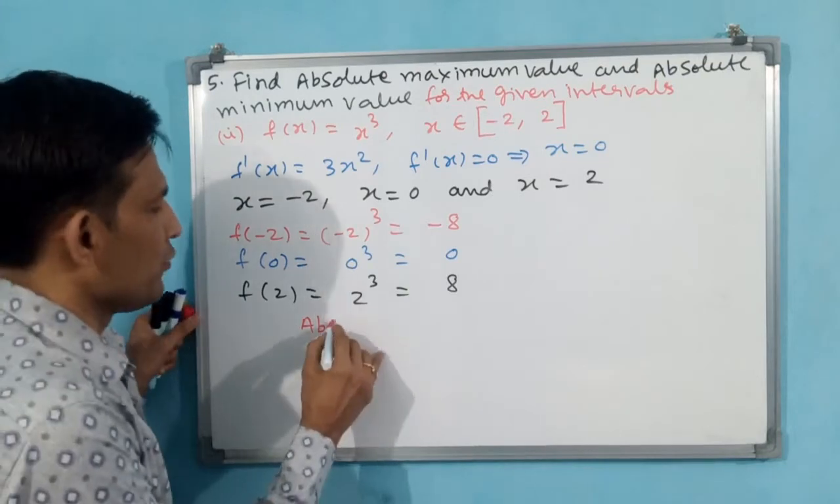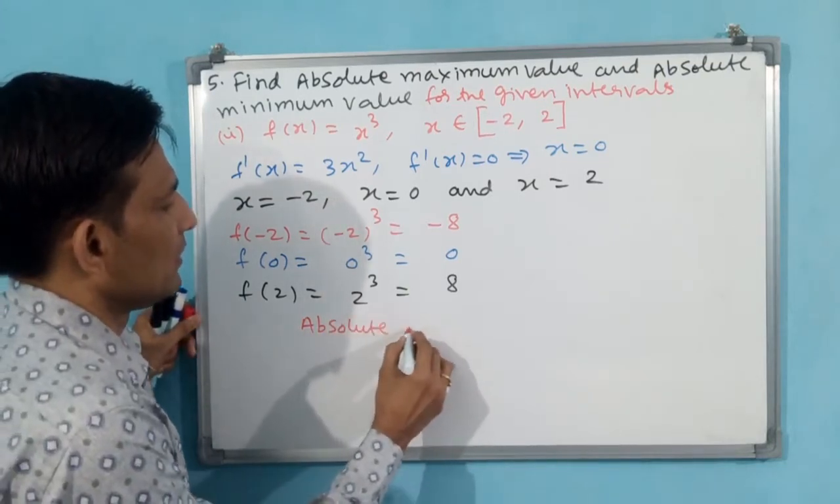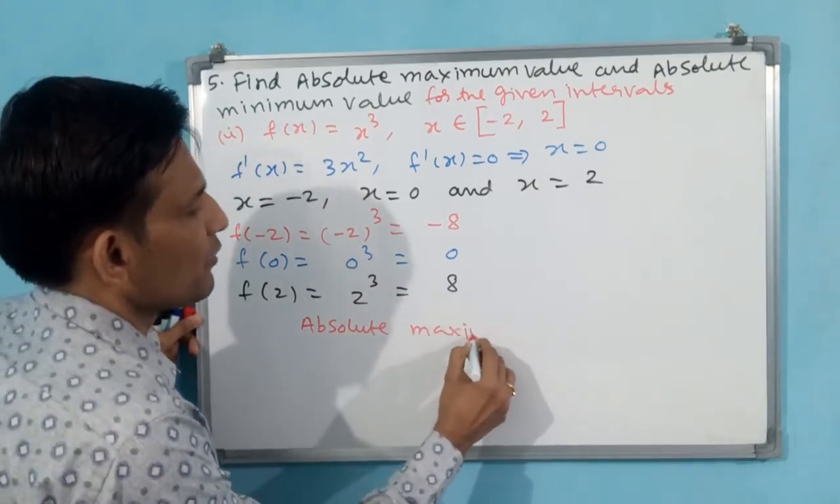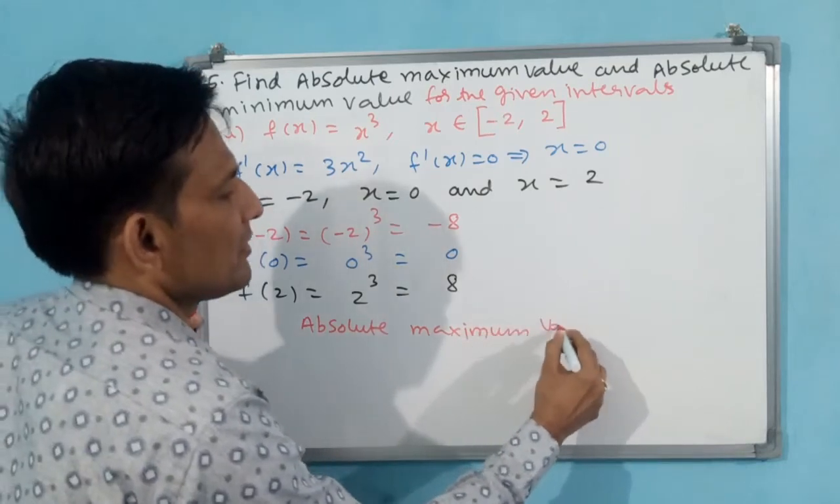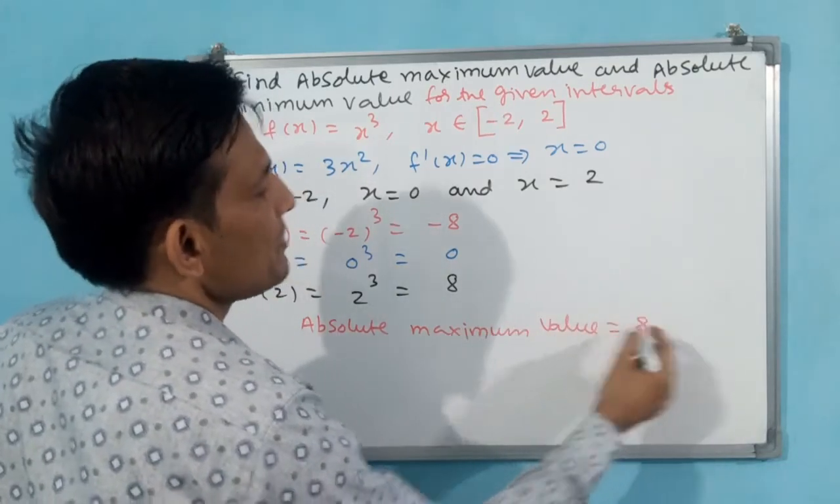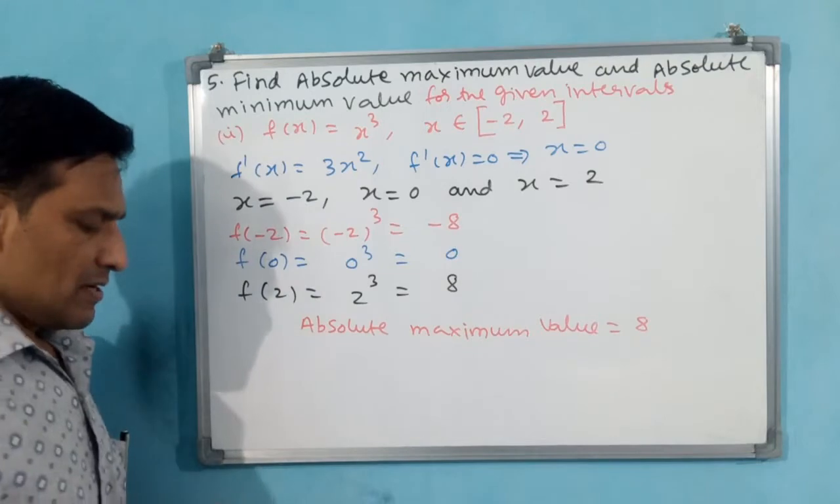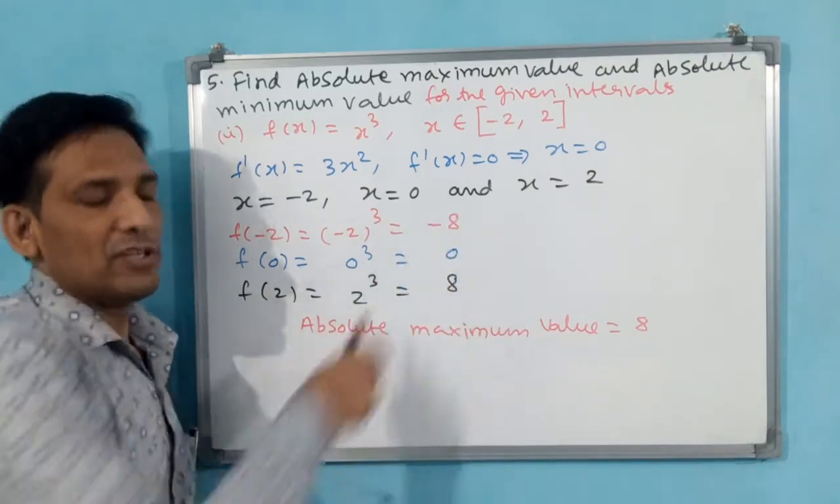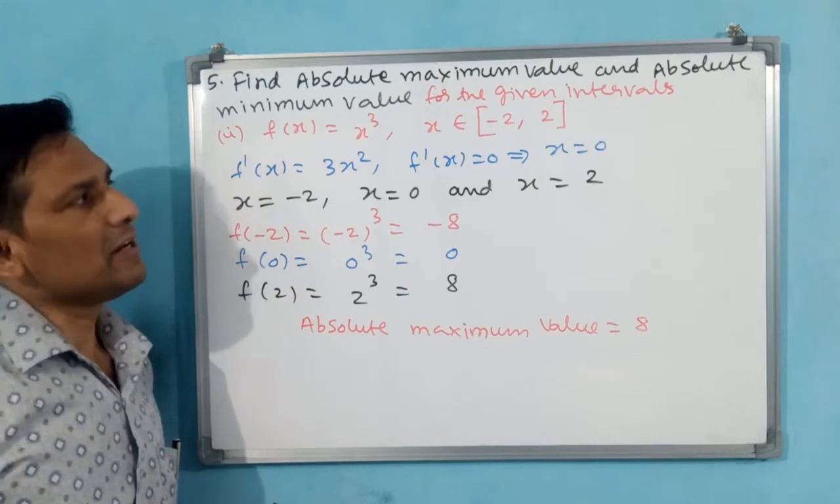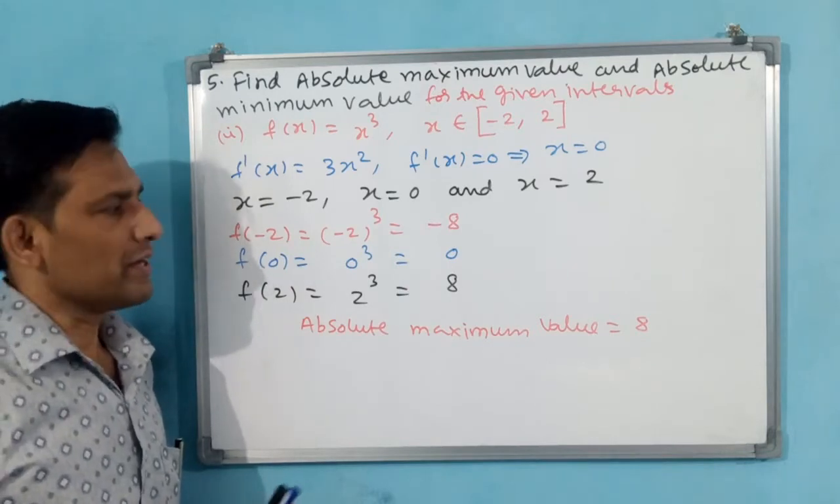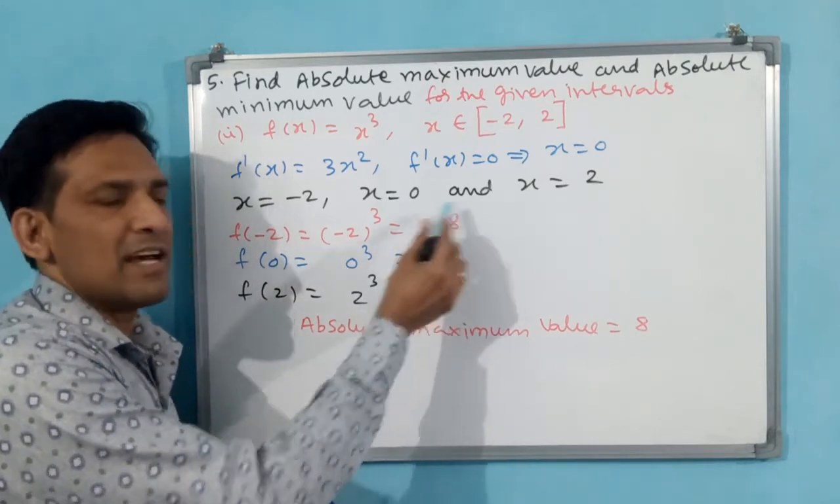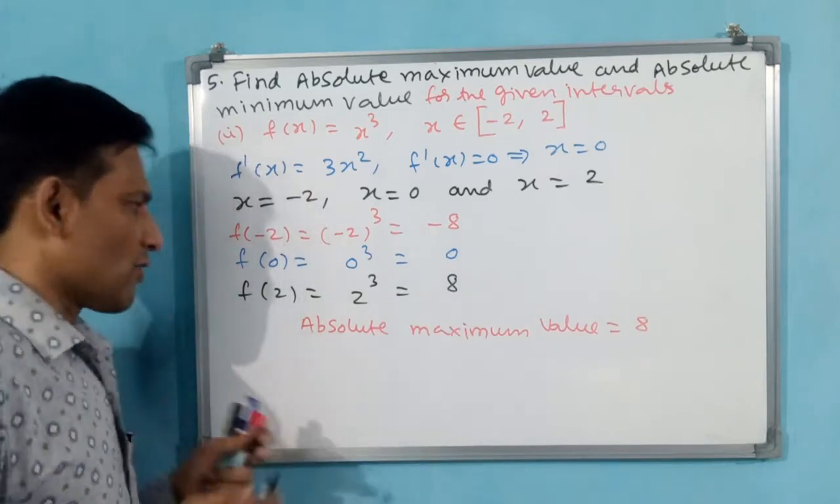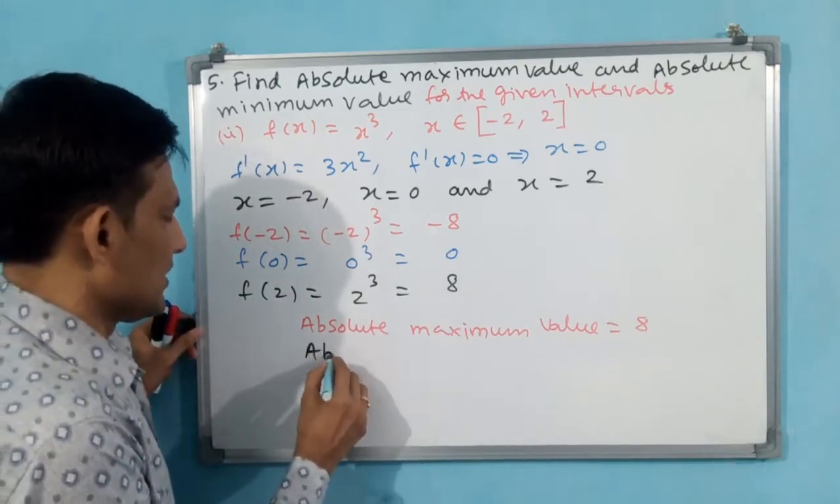Then write down absolute maximum value. Absolute maximum value is equal to 8. See, 1 is over already. Now you don't consider 8. Then in between these two, which is the least value? Why? Because for absolute minimum value, how to write? Minus 8 is less than 0. Write down absolute minimum value.